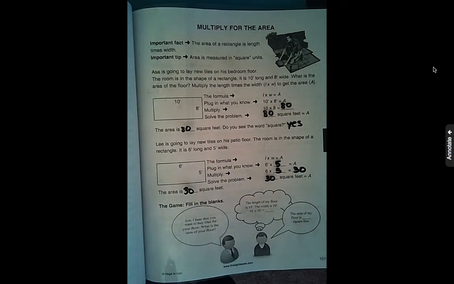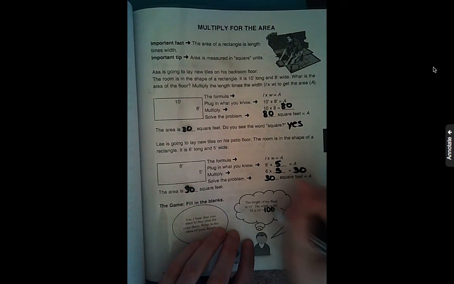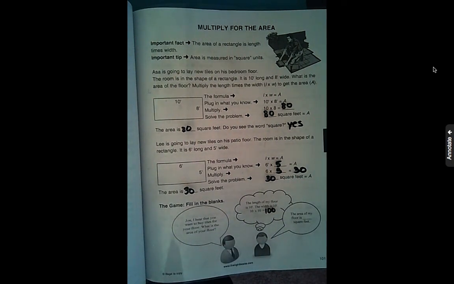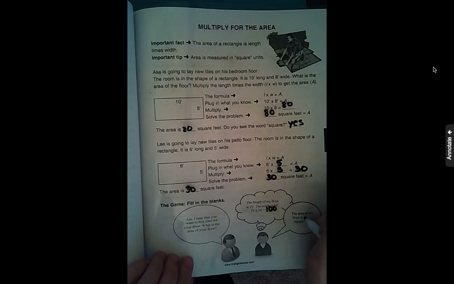So now we have another little game at the bottom here, and they're having a conversation. It says fill in the blanks. This guy goes, John, I hear that you want to buy tiles for your floor. What is the area of your floor? And in his mind, we have a thought bubble here. Remember, think before you speak, right? The length of my floor is 10 feet. The width is 10 feet. So 10 times 10 is equal to 100. So then he could reply and say the area of my floor is 100 square feet.